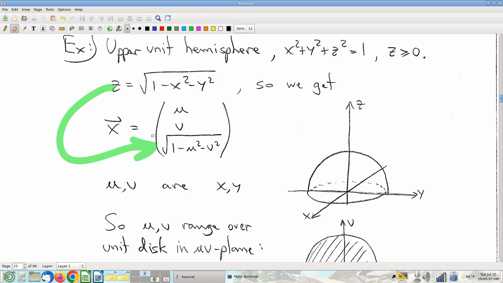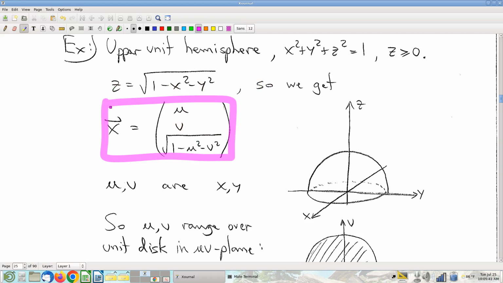And I've got myself a parameterization. So this x, y, and z are functions of u and v, and they parameterize my upper unit hemisphere. Is that cool?